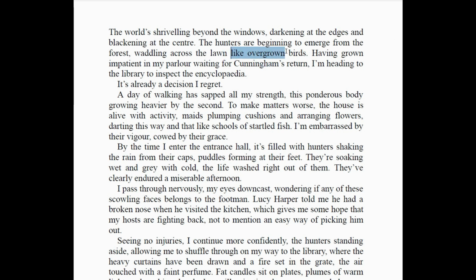And there's already a simile there with the word like. Like and as make similes, but if you don't use like or as, it's usually a metaphor. So waddling across the lawn like overgrown birds describes the hunters. Having grown, there's a perfect participle. It's a perfect participle, not a perfect gerund, because it is describing the I. I have grown impatient in my parlour, waiting for Cunningham's return. So having grown is a perfect participle.